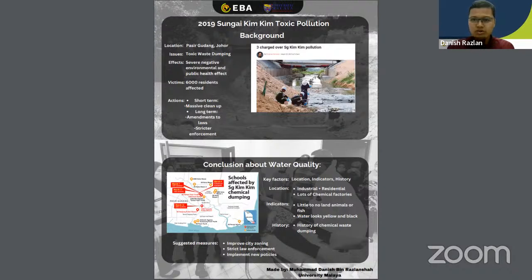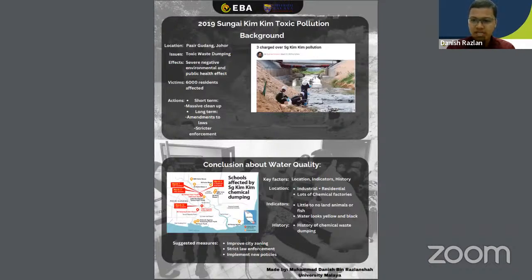Now, in order to conclude the water quality from this case study, from the fieldwork, I learned that we can determine the water quality from the physical and chemical testing, in addition to the bioindicators. However, in this case study, we will be looking at it from 3 aspects.